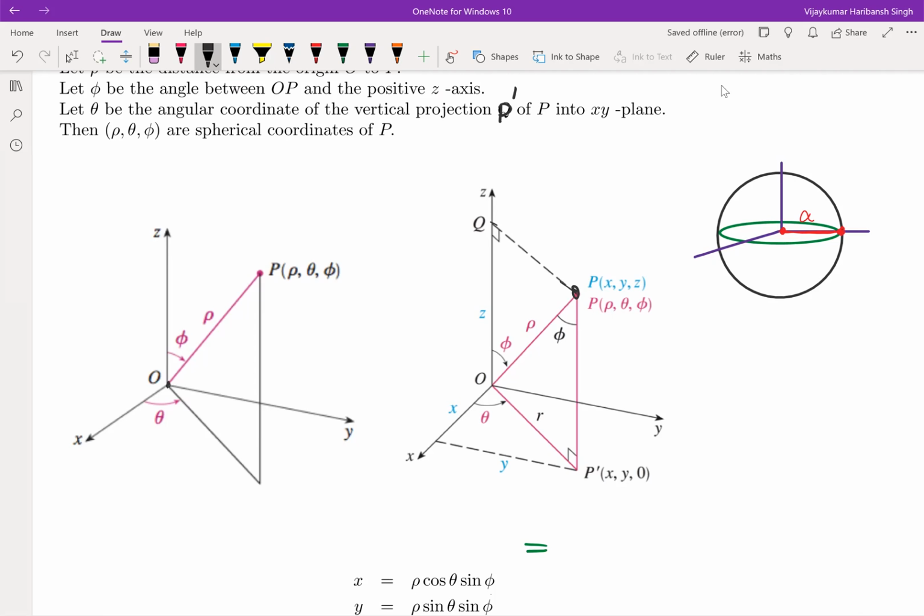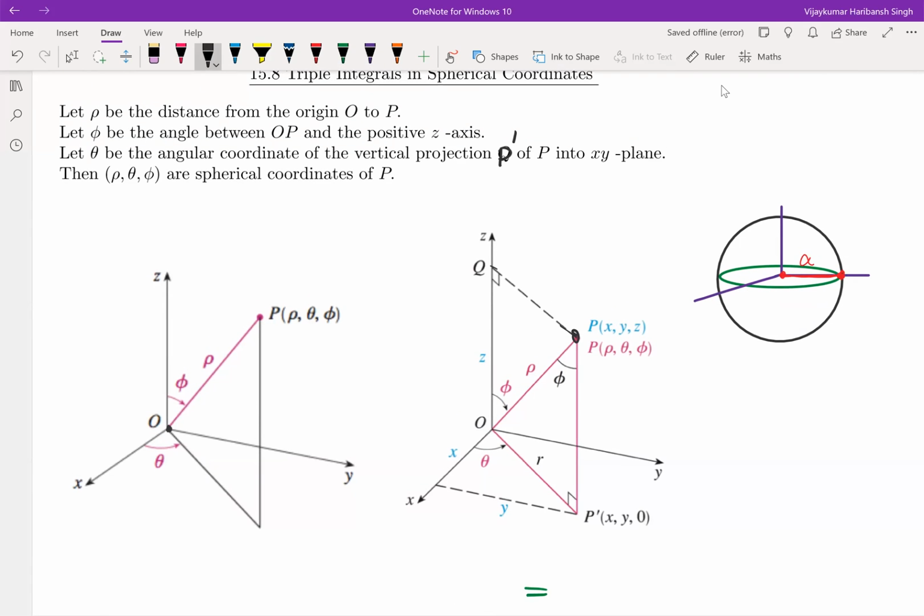So rho is the distance of P from the origin. We call that distance rho. Now, when you join O and P, you get a line segment OP, and you look at the angle made by the positive direction of the Z axis. You call that phi.